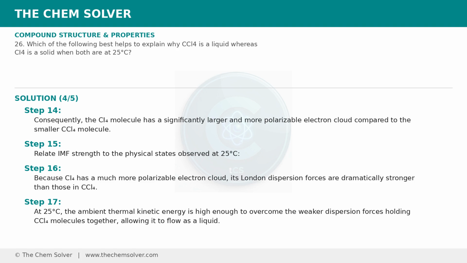Relate IMF strength to the physical states observed at 25 degrees Celsius. Because CI4 has a much more polarizable electron cloud, its London dispersion forces are dramatically stronger than those in CCl4. At 25 degrees Celsius, the ambient thermal kinetic energy is high enough to overcome the weaker dispersion forces holding CCl4 molecules together, allowing it to flow as a liquid.